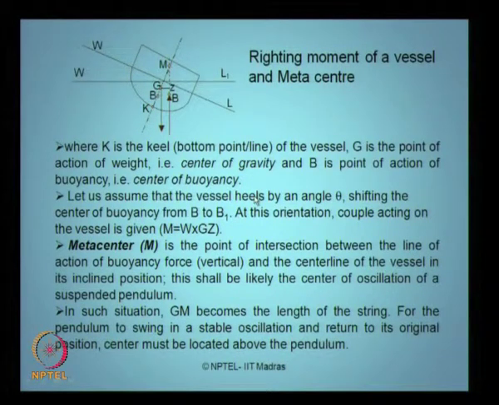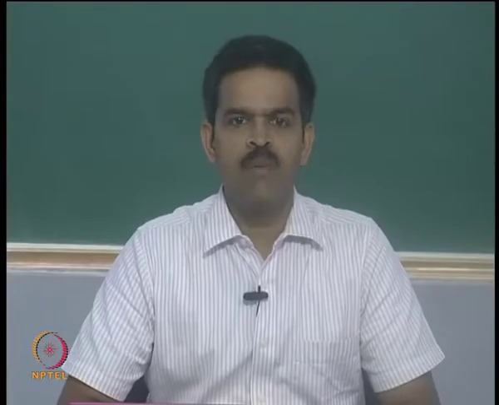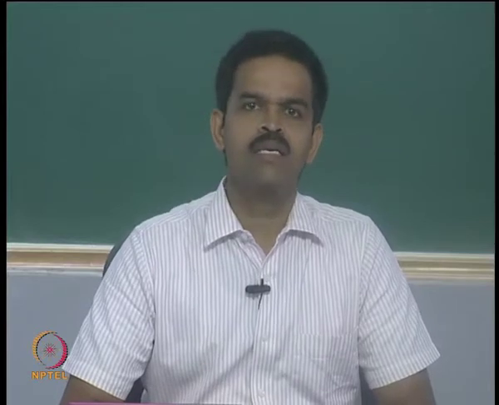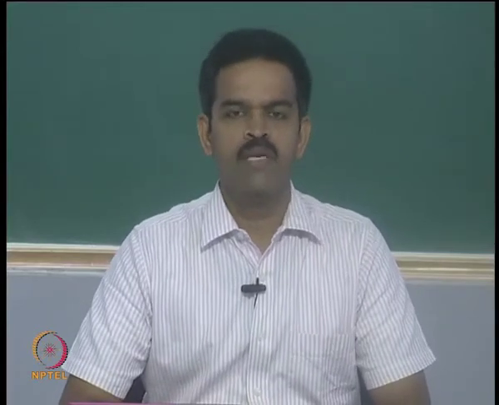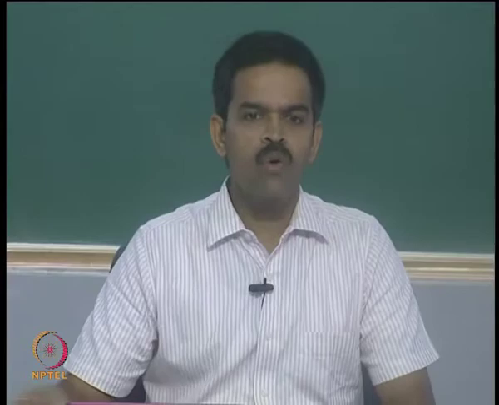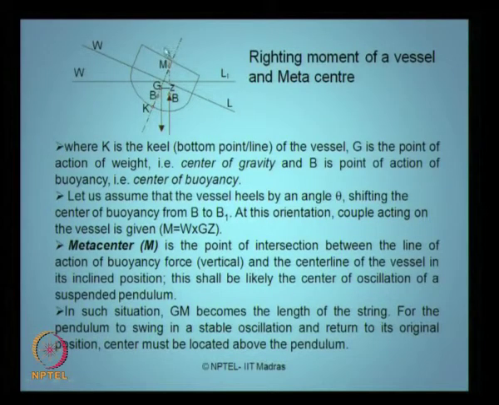Let us look at what we understand by righting moment of a vessel and a classical explanation for metacenter. Look at this figure. I have a body initially straight. Now in this figure, let us say K is a keel, which is the bottom point or the line of the vessel. G is the point where the weight is acting, which is called center of gravity, and of course B is the point where buoyancy is acting, or center of buoyancy.